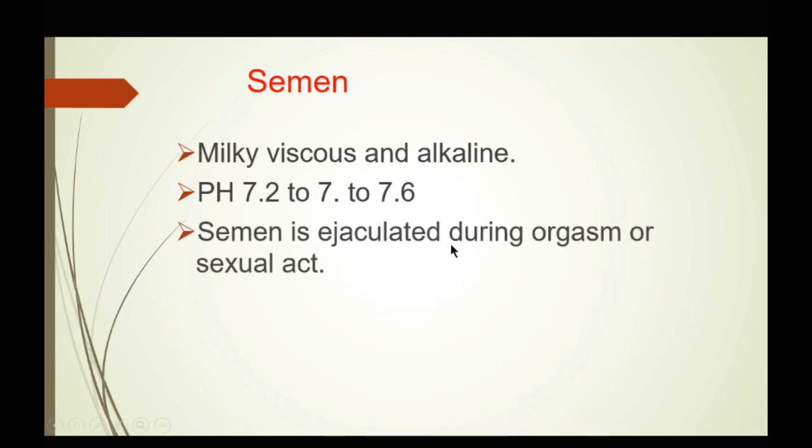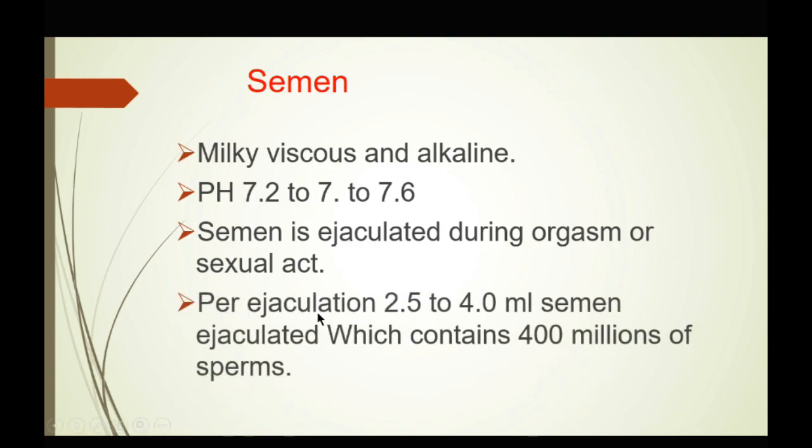Next, semen is ejaculated during orgasm. Orgasm means the sexual act. At the end of the sexual act, the semen is ejaculated in the female reproductive tract or female genitalia. Per ejaculation, when sexual intercourse takes place, the amount of semen that is discharged into the female vagina measures about 2.5 to 4 ml.